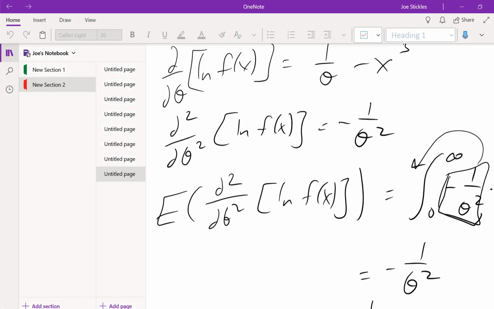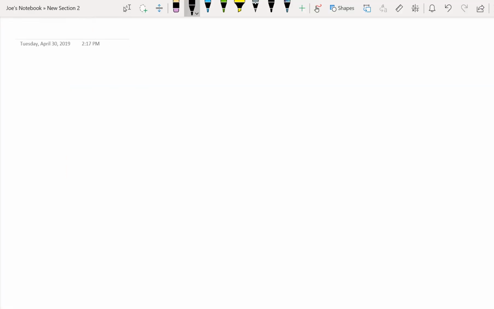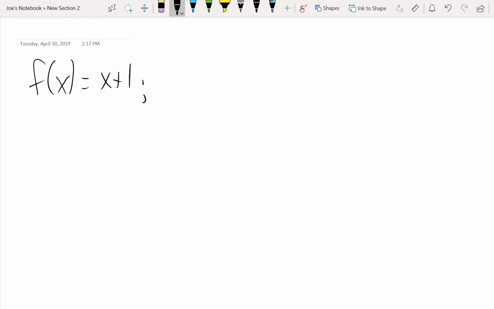Okay, so let's look at the following example here. I want one period of the function to be f of x equals x plus 1, and the period goes from -1 to 1. All right, so this represents just one period of the function. So we're going to model this. Actually, we're going to find the Fourier series for this function.